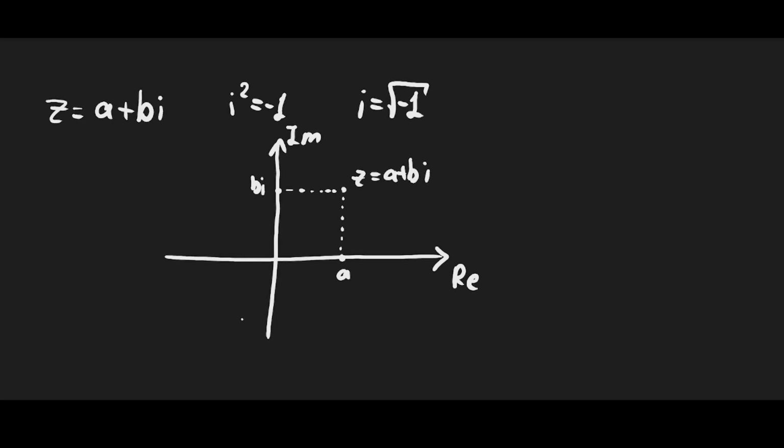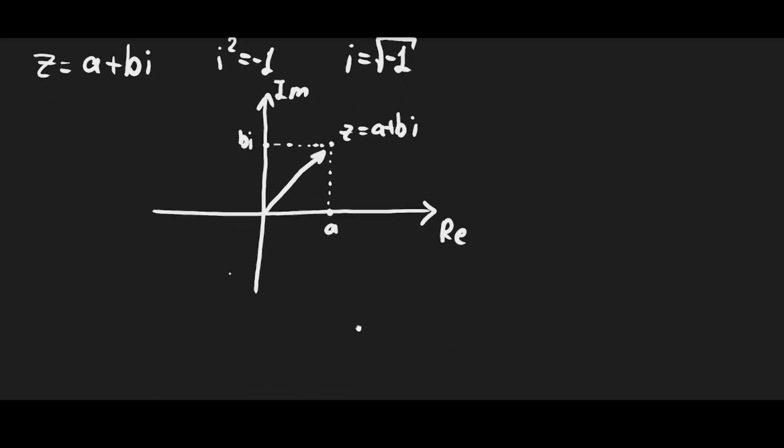In most cases, complex numbers behave as vectors. Now we will see what this means. If we have two complex numbers, z1 and z2, z1 equals a1 plus b1 times i, and z2 equals a2 plus b2 times i.